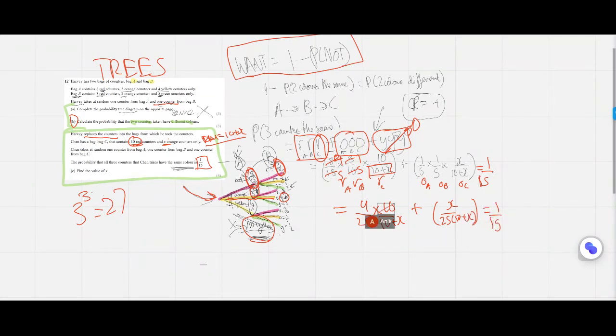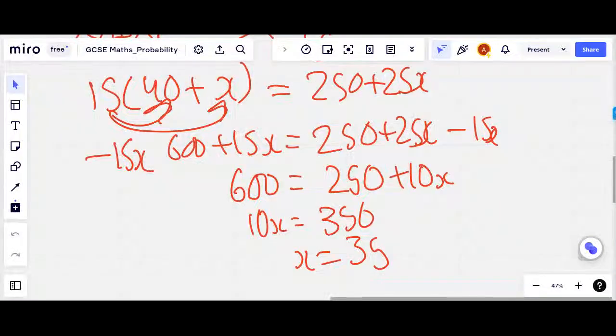And then crunching the numbers real quick, I get 8 over 50 plus 5x plus x over 250 plus 25x, which is equal to 1 over 15. Now I can do a common denominator here. If I times 5 by 5 for this fraction, I end up with 40 over 250 plus 25x plus x. And after you do some algebraic manipulation, you end up with these last few steps. So you distribute 15 across 40 plus x, you minus 15x from both sides, you end up with x equals 35 as your final answer.